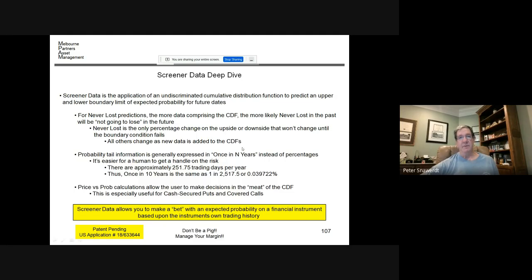We have a number of different calculations that we publish every day. We publish never lost for every stock symbol. We publish probability tail information. Usually that's expressed as 1 in n years. Okay, so if I say that something is a 1 in 5 year probability of happening, what am I really saying?